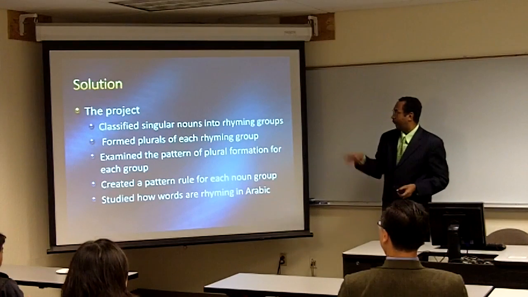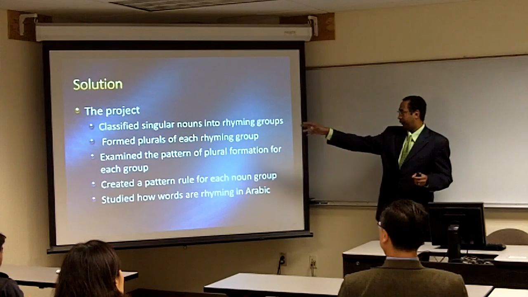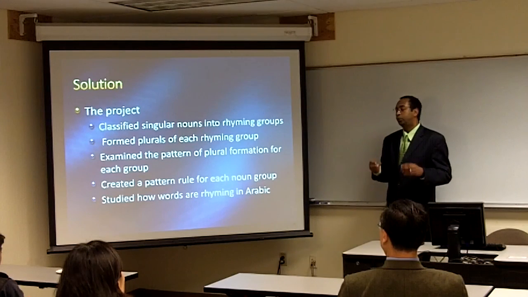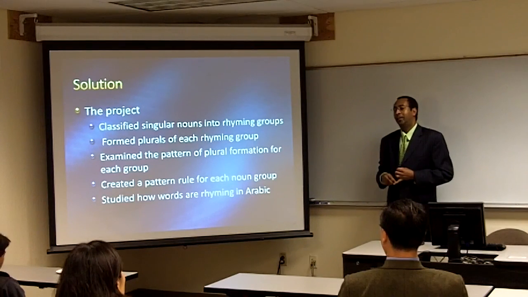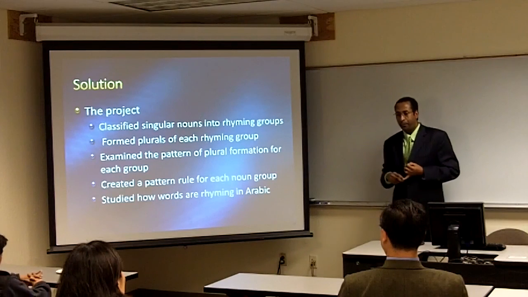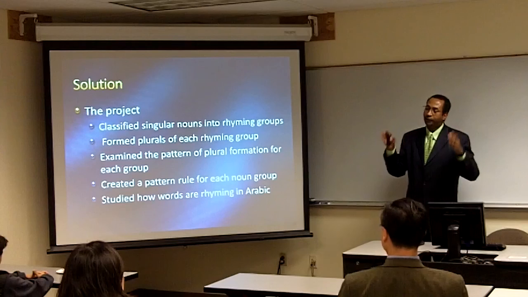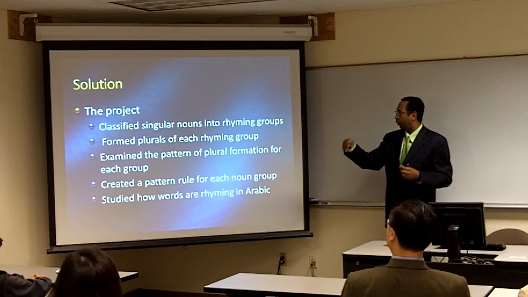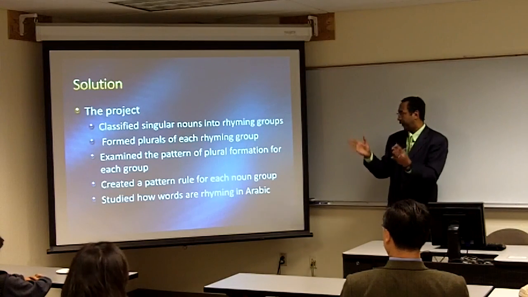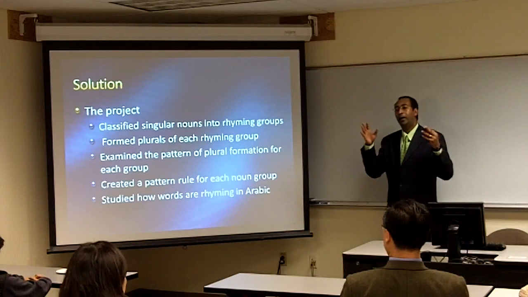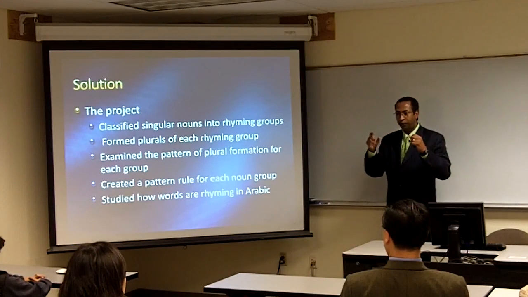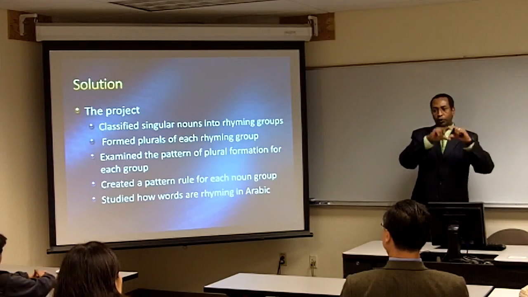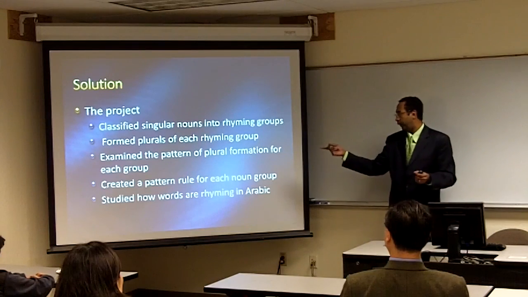So in my project, I classified singular nouns into rhyming groups. I'm utilizing the rhythm feature of the Arabic language, where words tend to fall into rhyming groups, or sound alike. And then we find how to form the plural of each rhyming group. Basically, we found that every group of nouns that sound alike maintain the same rhythm when they become plural, so the plurals will sound alike. That's the rule and the method I apply.